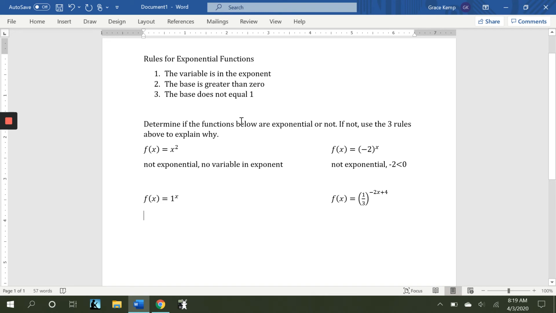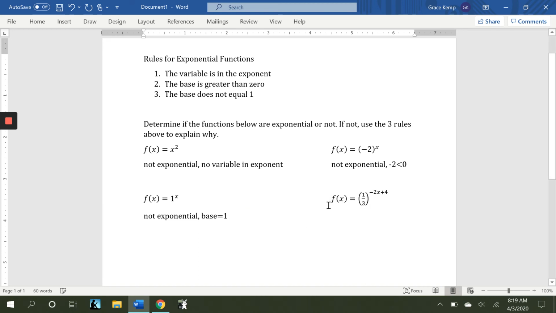Our base does equal 1, and we're going to run into a problem because our base here is 1. So because our base equals 1, we don't follow rule number 3. So this is not going to be exponential, and the reason is because the base equals 1. And the base is not allowed to equal 1 in an exponential function.